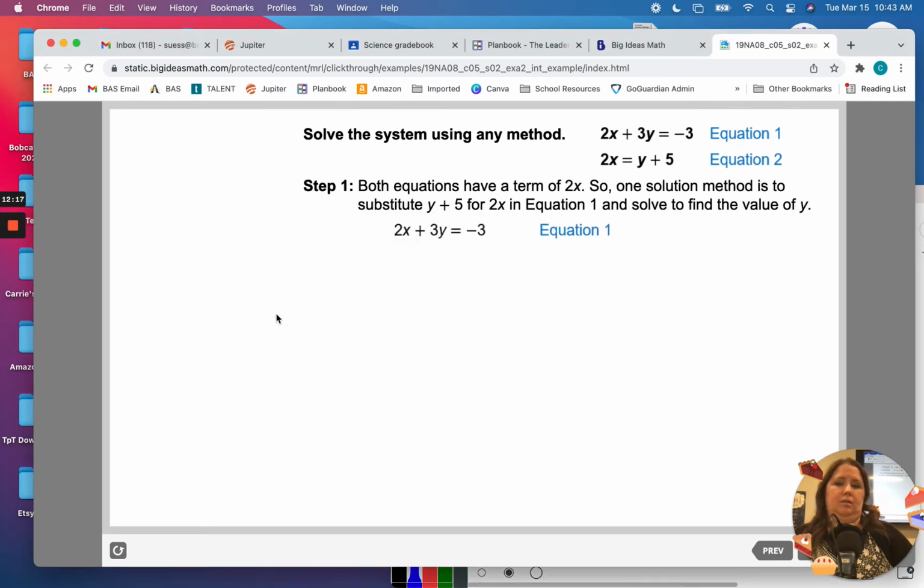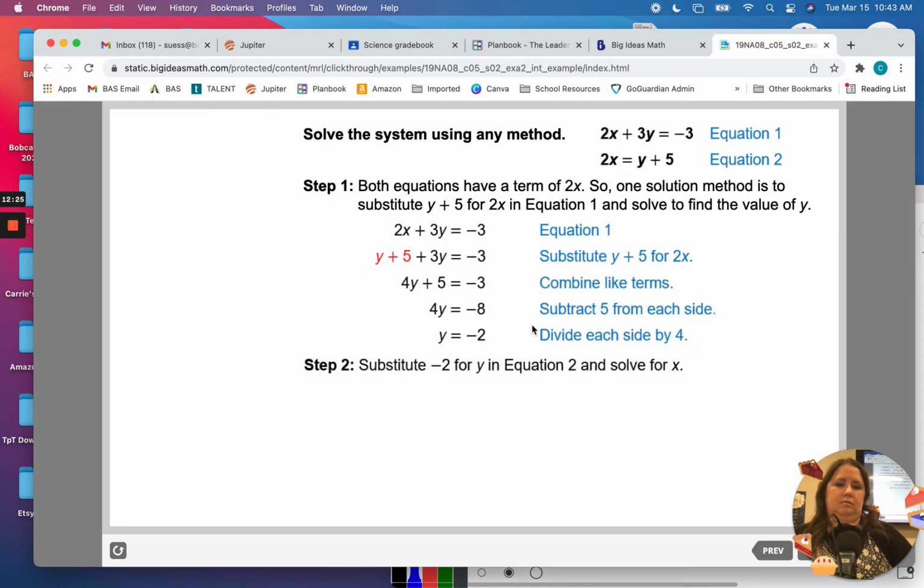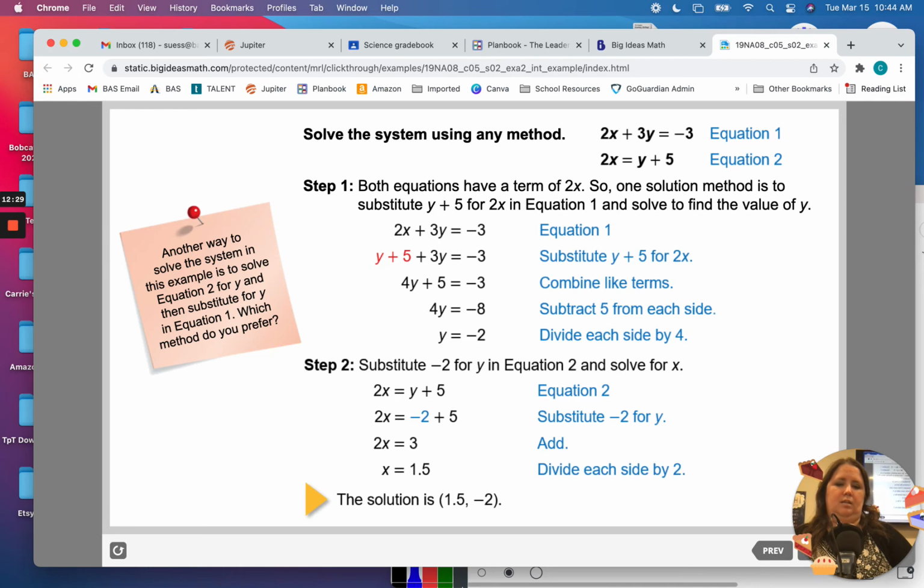Let me see what they're doing. Wait, you can subtract 5? Yeah, I'd put the 5 over on this side. Oh, okay. You're not doing that. Let's do it my way. Boom.